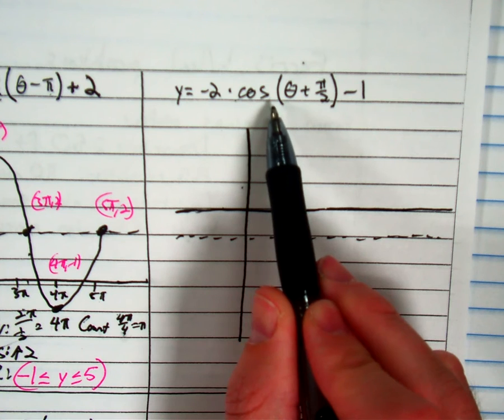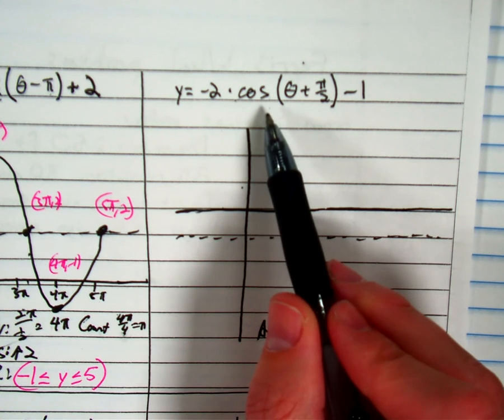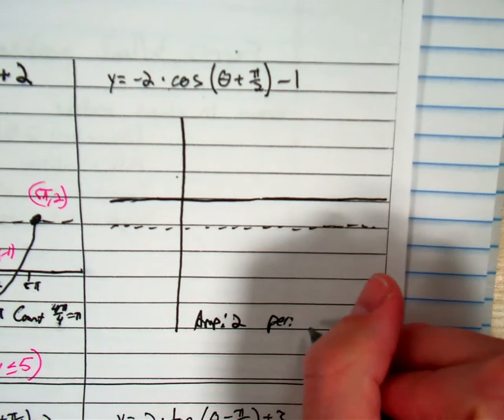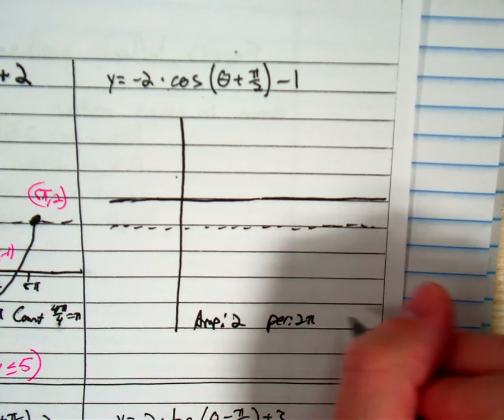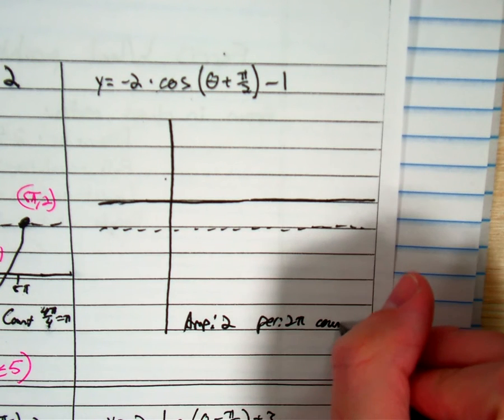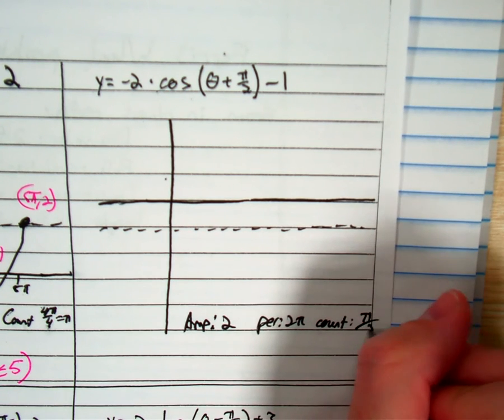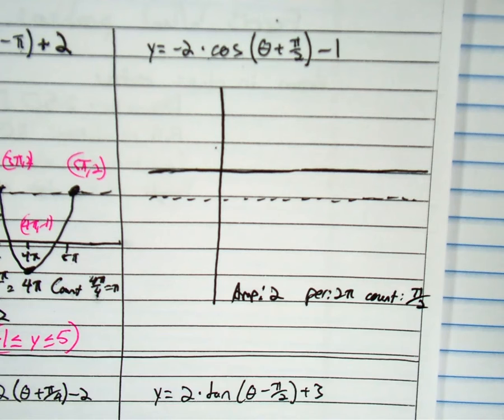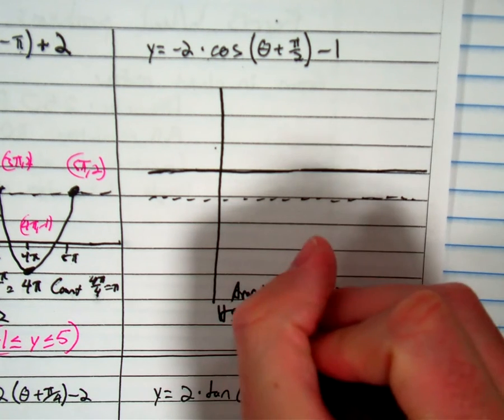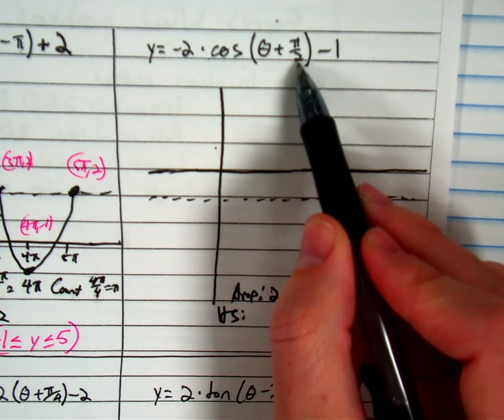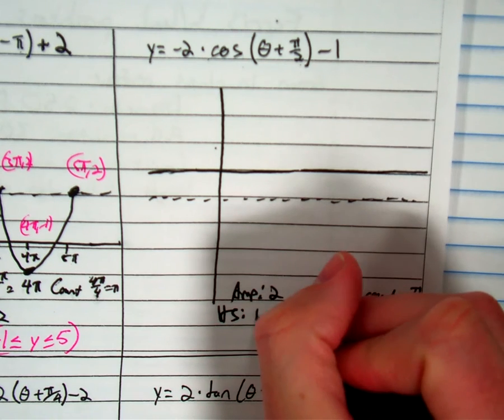Period. No period adjuster. Nice. So it's just a standard. Sine, cosine, secant, cosecant have a standard period of 2 pi. And then for our counting, we divide by 4. 2 pi divided by 4 is going to be pi over 2. HS, horizontal shift: pi over 2 to the left.